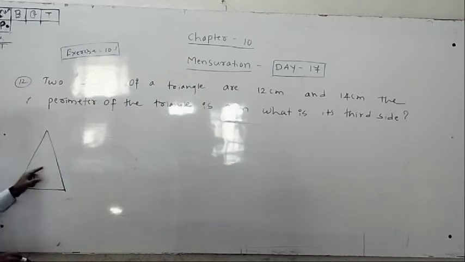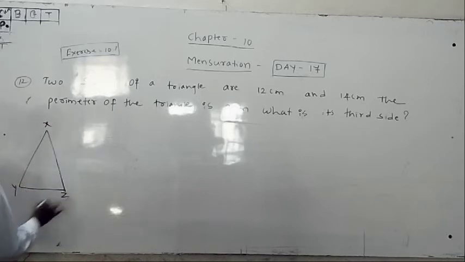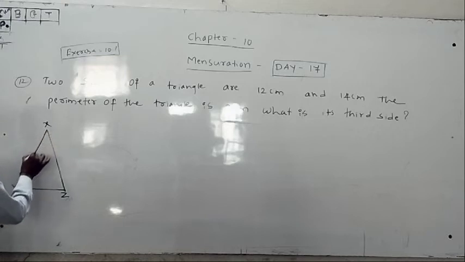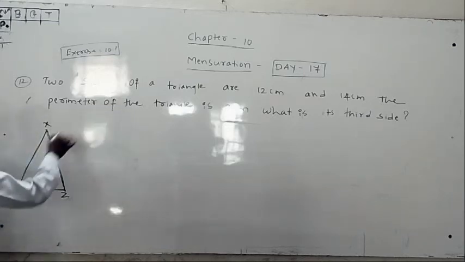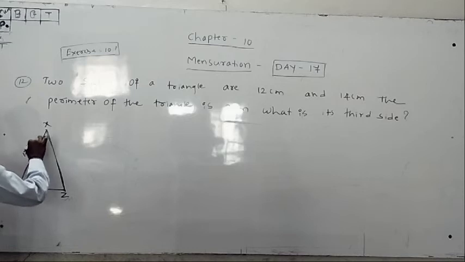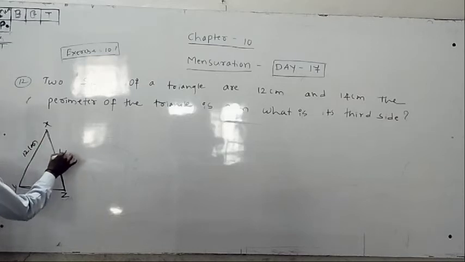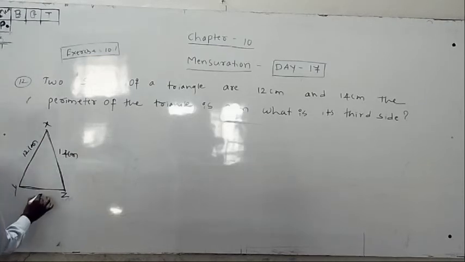This triangle figure has how many sides? 3 sides. This is x, y, z. Then they have given the perimeter of this figure. The perimeter of this figure is 36 meter is given, but one side length is 12 centimeter, another one is 14 centimeter, but the third side length is not given.